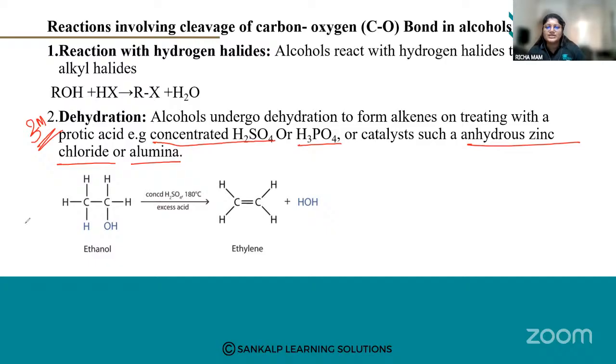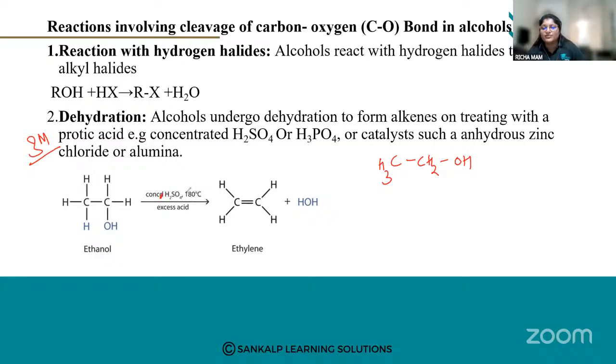So you can use this, and you can do the dehydration reaction. I've taken ethanol here. What is ethanol? CH3CH2OH. They have written the complete structure. I have taken concentrated H2SO4 at a temperature of 180 degrees Celsius. You are taking more amount of acid, so what is happening? It forms ethene, and a water molecule is eliminated. So dehydration means the water molecule is removed.